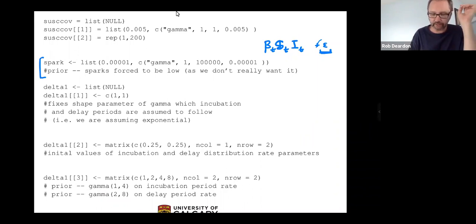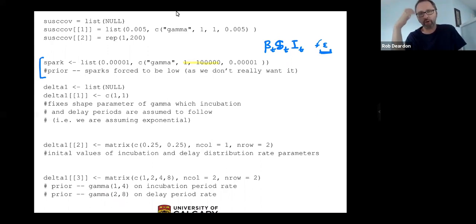Okay, so this is my gamma prior with mean 1 over 100,000. In reality, this Sparks term would represent infections coming in from outside the population, things like that, but it also, in the individual level case, will capture poor model fit. Okay, so it's unfortunate that that complicates this slightly, but just bear that in mind, that we have this extra parameter that we don't really want.